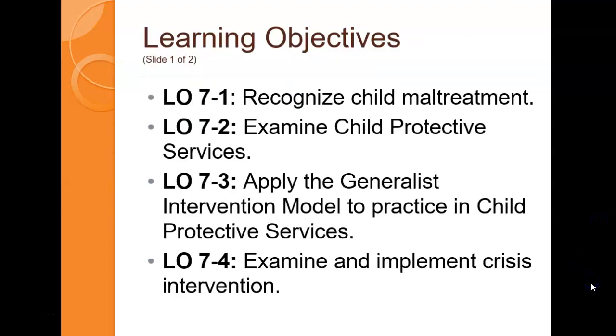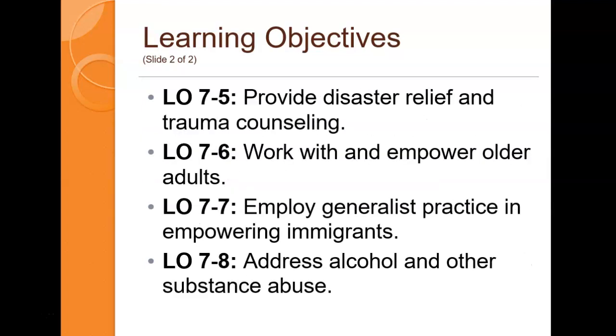So the learning objectives for this chapter: recognizing child maltreatment. As you complete this chapter, you should be able to recognize child maltreatment, also have more examination of child protective services, applying the generalist intervention model to practice in child protective services. And you should also know how to examine and implement crisis intervention.